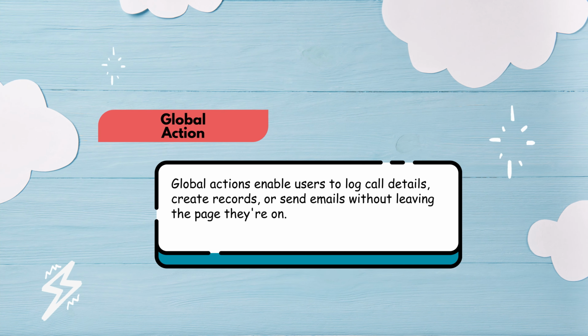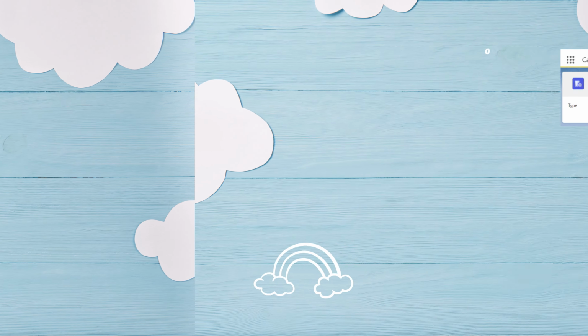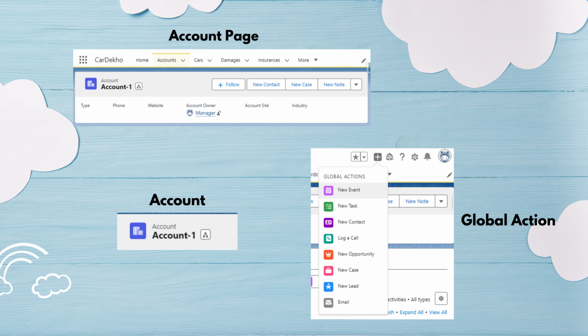Global actions are created in a different section and setup compared to object-specific actions. They're called global actions because they can be placed wherever actions are supported. These actions enable users to log call details, create records, or send emails without leaving the page they are on. Global actions reside on their dedicated layout, known as the Global Publisher layout. This layout isn't associated with a specific object and populates the Global Actions menu in Lightning Experience. Users can access the Global Actions menu by clicking the Global Actions icon in the Salesforce header.